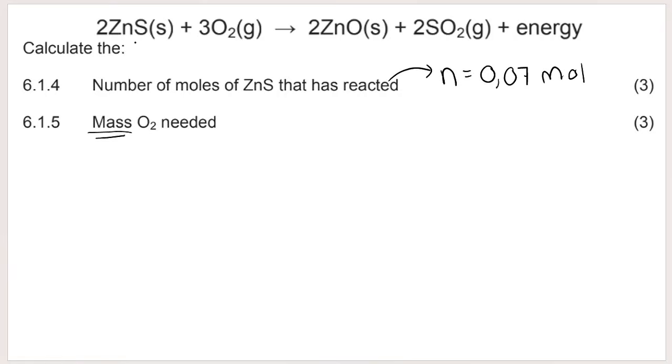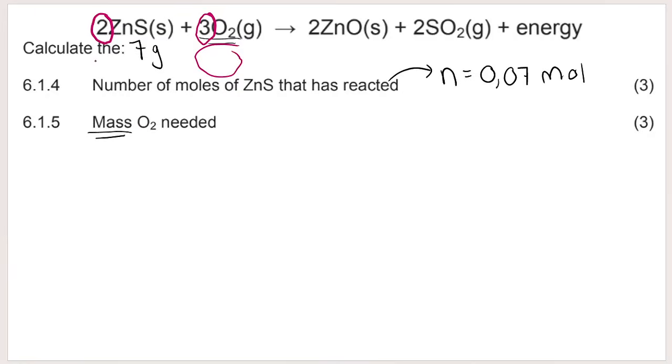Now, just because I have 7 grams of this doesn't mean I'm going to need 7 grams of this. Absolutely not. And you could be thinking, oh, ma'am, you use that thing called the mole ratio, right? So the mole ratio, zinc sulfide to oxygen, is 2 to 3. So if I know the ratio, then I can surely work out how much oxygen I need. Yes, that is true. But if you're going to use the mole ratio, you need to first work out the number of moles of oxygen needed.